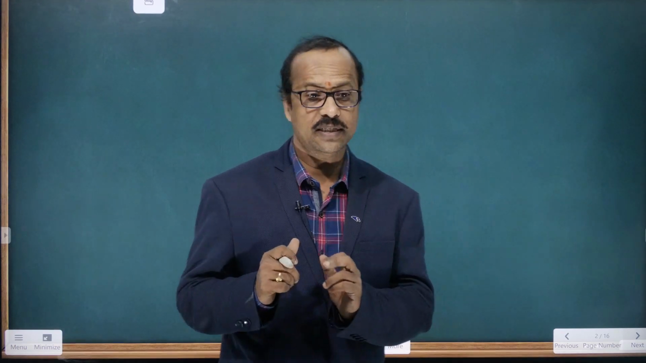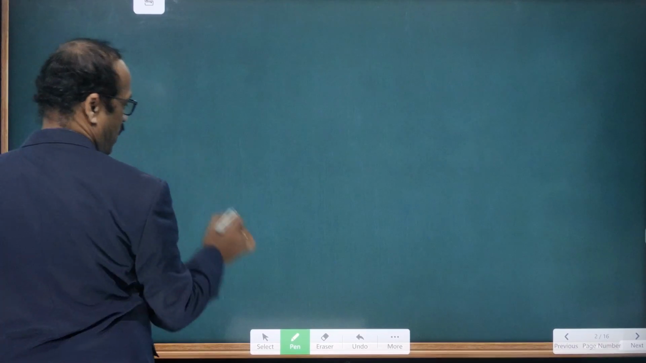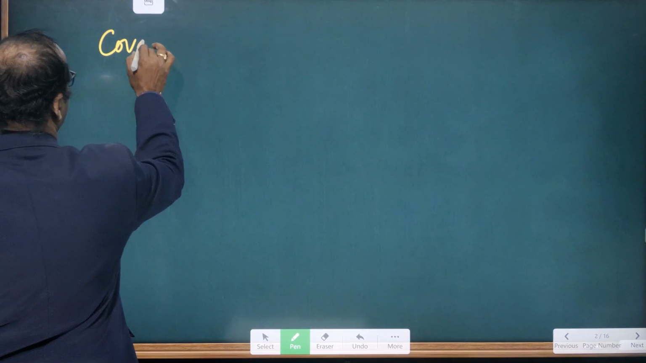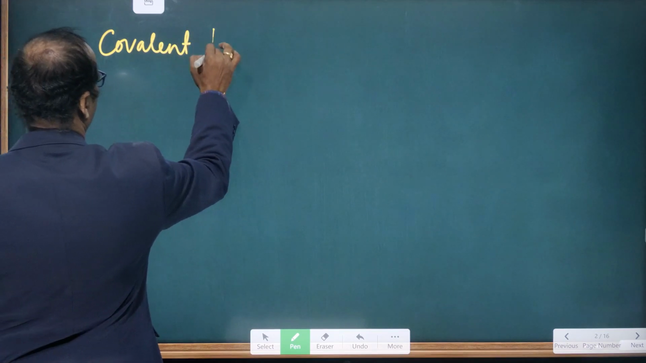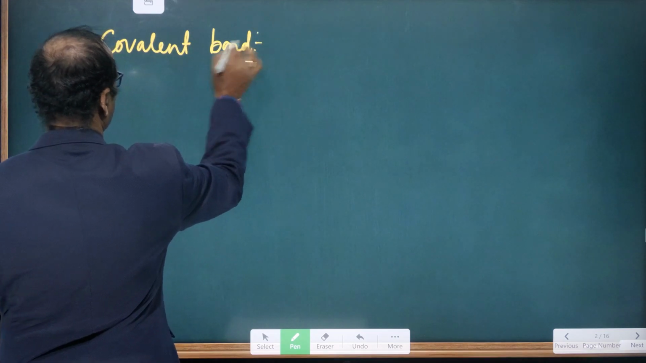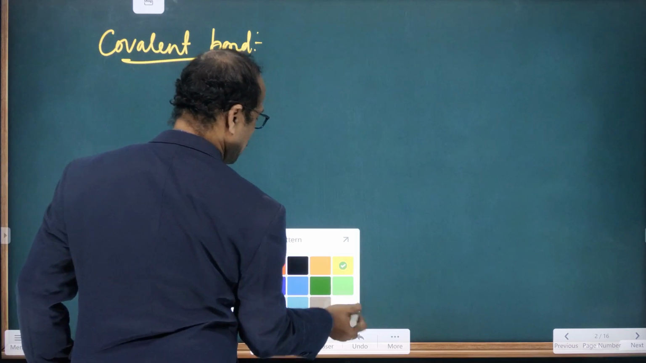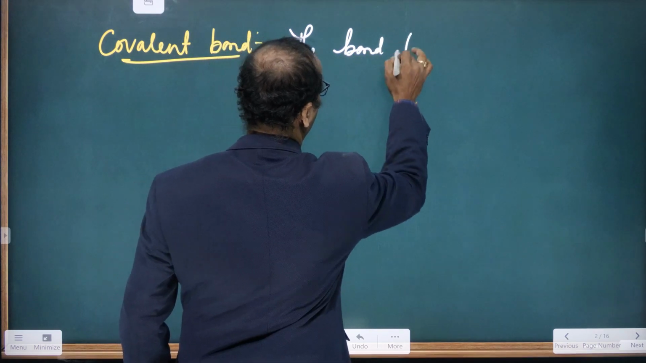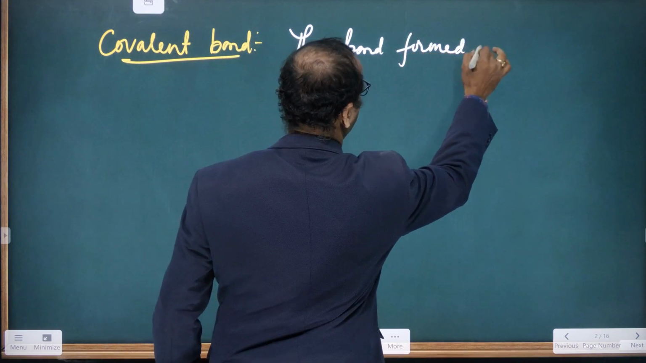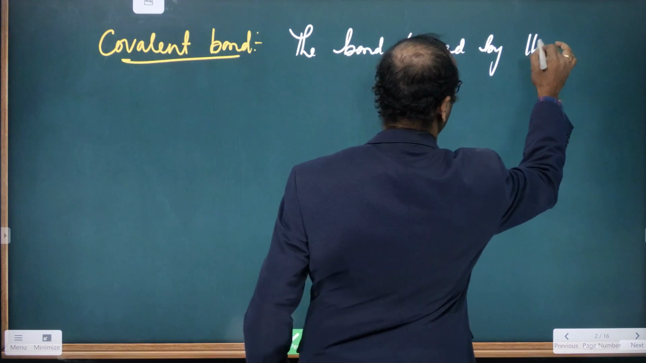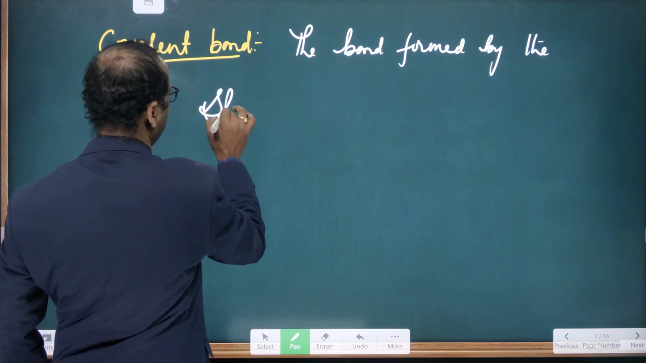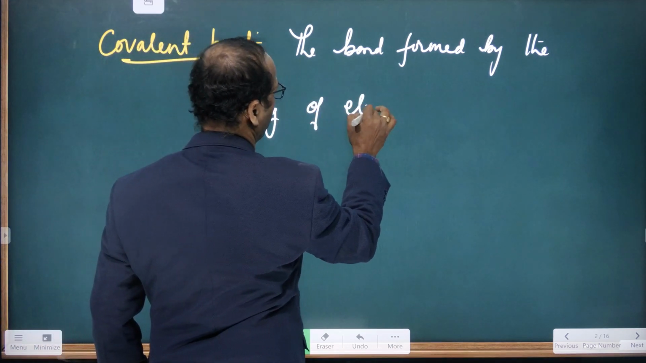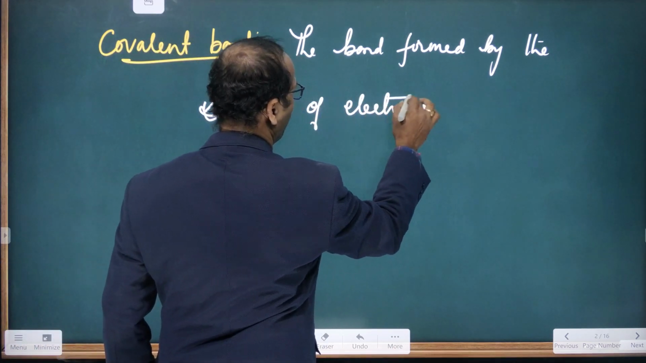Now we are discussing the covalent bond. Very important topic, students. The covalent bond is what? The bond formed by the sharing of electrons is called the covalent bond.